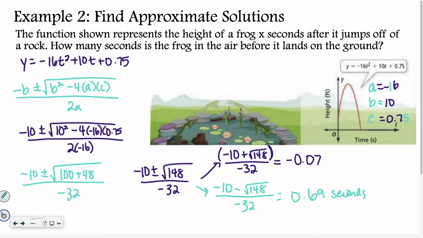Okay, so if we look at this, I have a positive answer here, which makes sense, right? Because we're talking about time. But if you look at the first answer I got, negative 0.07, can't really have negative time, so I'm going to throw that answer out. That is not a feasible time. The frog is going to land 0.69 seconds, or 69 hundredths of a second after it jumps.